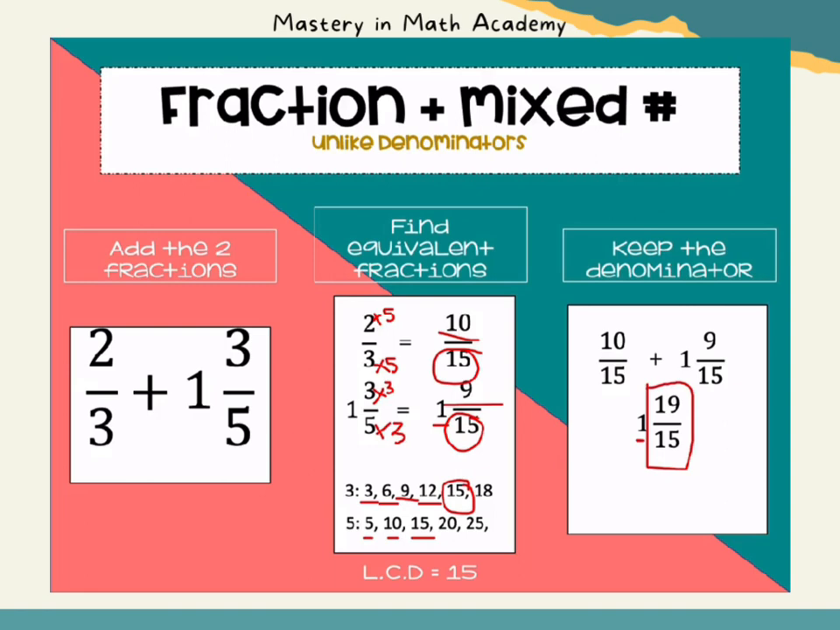Remember we said if your numerator is bigger than your denominator, that is an improper fraction. Now you need to change that. And the way we change that is we know that we need to divide. How many times can 15 go into 19? 1 time. Because 15 times 1 is equal to 15. Subtract. And you are left with 4.